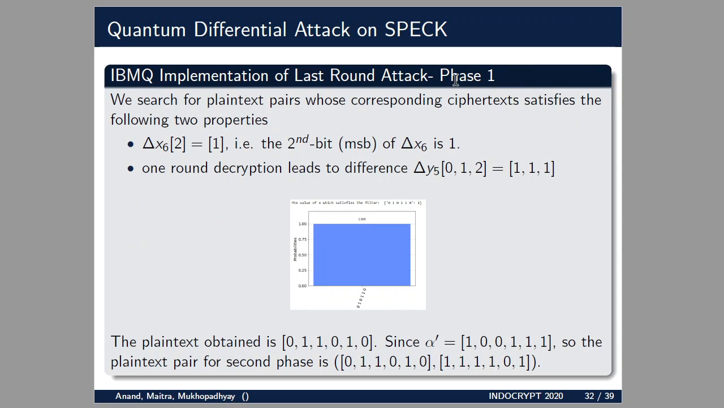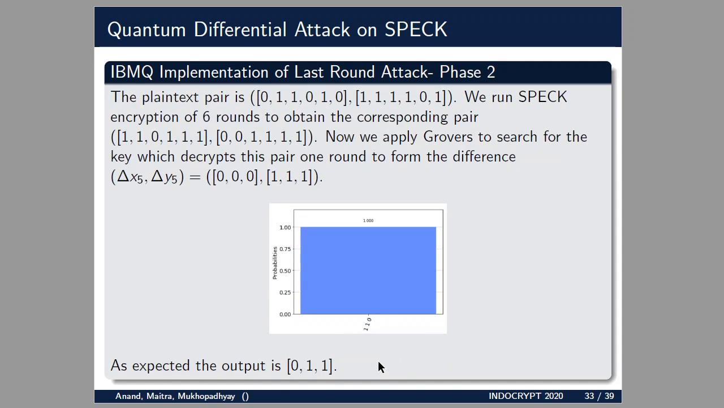So we first implement phase 1. We try to search for plaintext pairs whose corresponding ciphertext satisfies the following 2 properties: this, and 1 round decryption leads to the difference, this. The pair obtained is as given here, 0 1 1 0 1 0, and since alpha dash is this, the plaintext pair for the second phase is this. Now we use this plaintext pair in the second phase. First we find the corresponding ciphertexts of this plaintext, and we have obtained it to be this. Then we apply Grover's to search for the key which decrypts this pair so that they form the difference this, and as expected the output is 0 1 1.